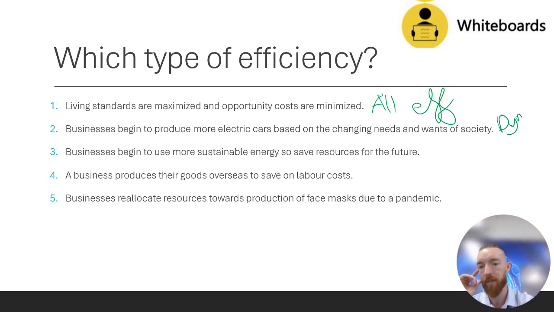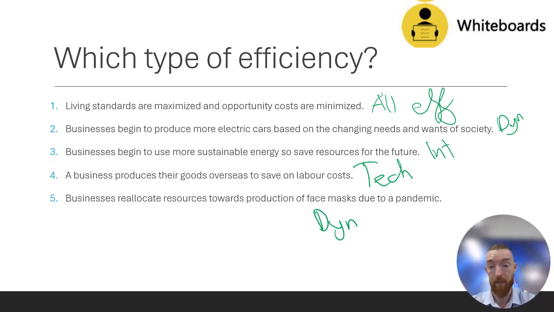it dynamic efficiency. If businesses begin to use more sustainable energy to save resources for the future, that is intertemporal efficiency. If a business produces their goods overseas to save on labor costs, that is probably going to be technical or productive efficiency because it's the least cost for the most output. And businesses reallocating resources towards the production of face masks due to a pandemic, that is going to be dynamic efficiency, or you could argue allocative efficiency.